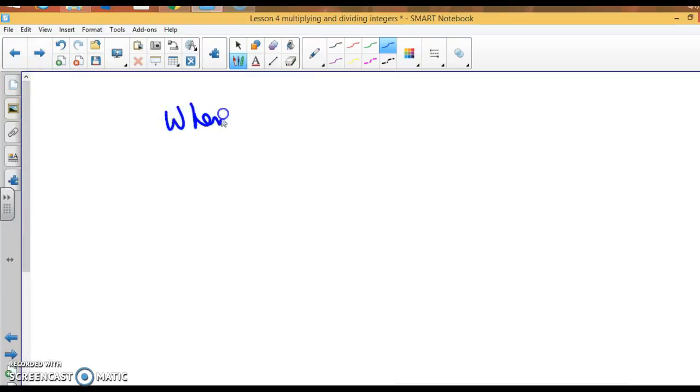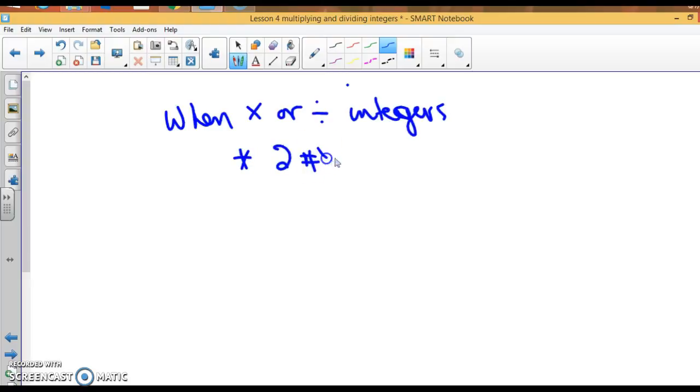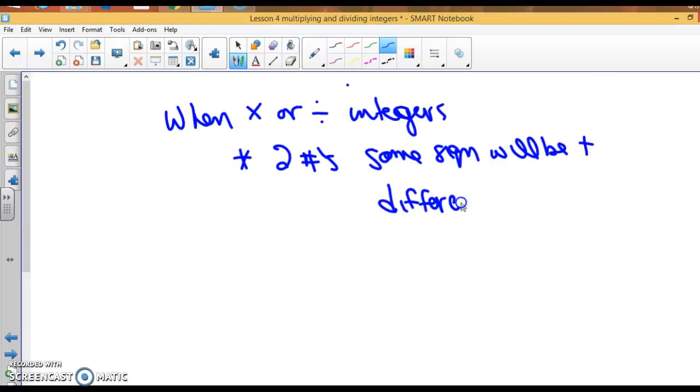When multiplying or dividing integers, two numbers I'm talking about here. Same sign will be positive. And if they have different signs, it will be negative. So if they're the same, it's positive. If they're different, it's negative. That's when we're talking about two numbers, only two numbers. This is for multiplying and dividing.